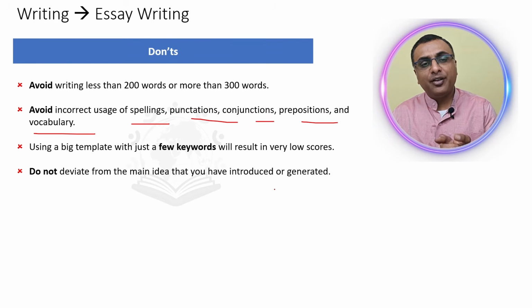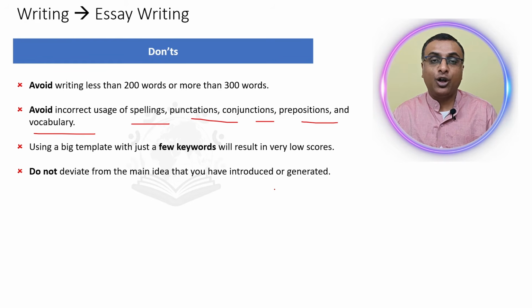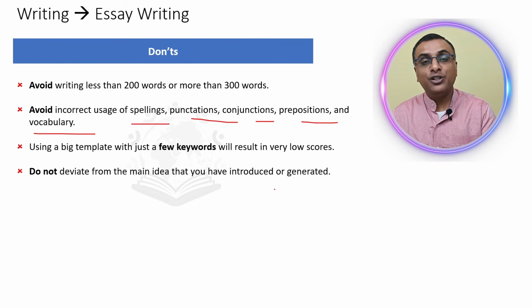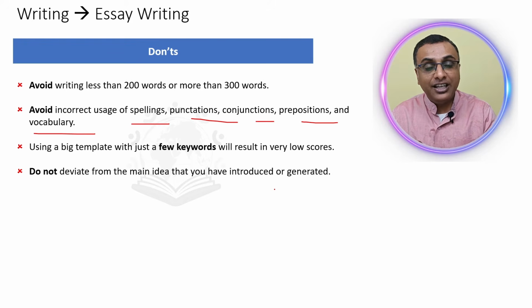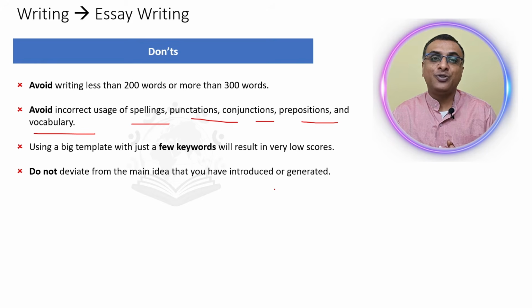Do not deviate from the main idea that you have generated or introduced in the topic. If you make this mistake, the PTE software is much more capable of identifying it, and it will think you are completely deviating from the topic and your response is incorrect. That is what the PTE software will think. So never deviate from your main idea, and give proper examples as well to structure your essay properly.